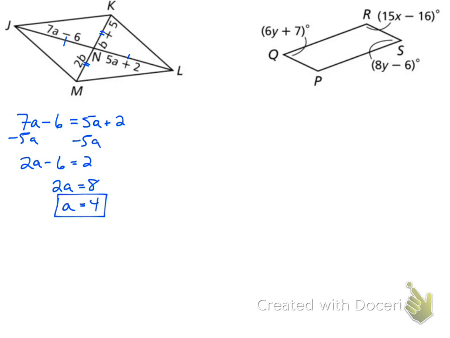Do the same thing with the other diagonals. I can do 2b is equal to b plus 5. Subtract the b over to the other side and get b is equal to 5. That's diagonals bisecting each other, so that's, again, theorem 611.